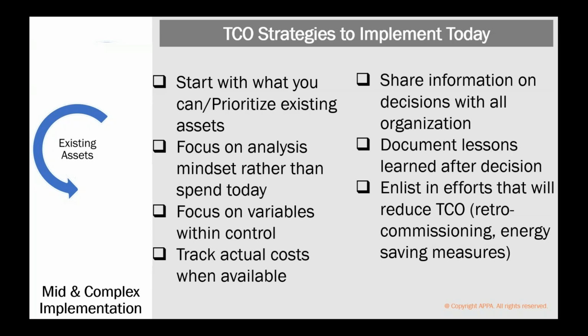So some of our TCO strategies to implement today for existing assets: start with what you can, or prioritize your existing assets. You don't have to do everything today. Focus on analysis mindset rather than spend today. So not just, hey, what is this going to cost me today to fix this, to replace it, but let's analyze that, provide solutions based on those numbers. Again, focus on variables that are within your control. Use actual costs when available. That's always a plus from getting basic to a mid and complex level.